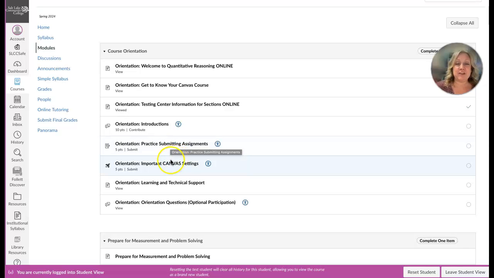correct those for you. And then also there's things about the Canvas settings to make sure that you have things set up so that you can get announcements from me, and that you'll know that there is something going on in the class that you need to know about.